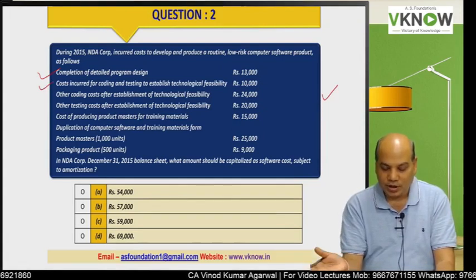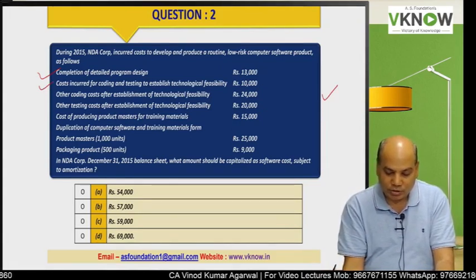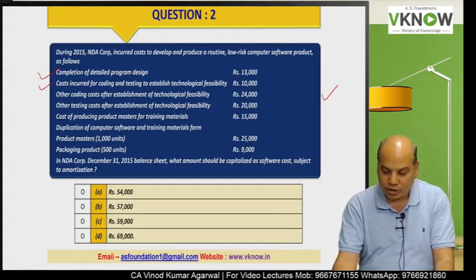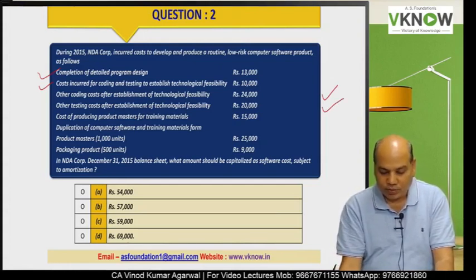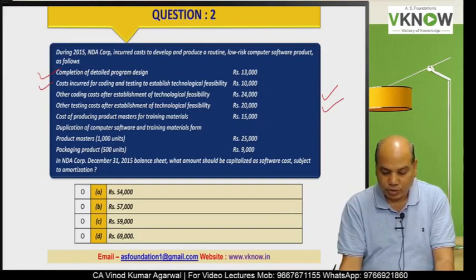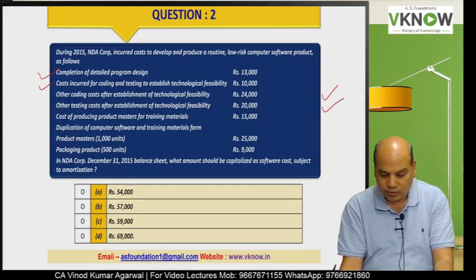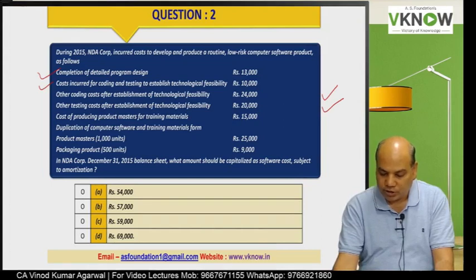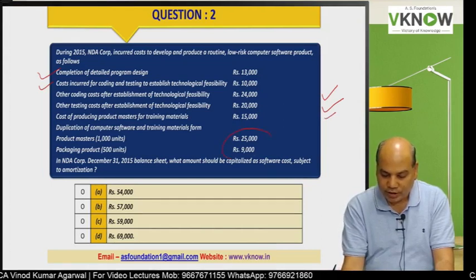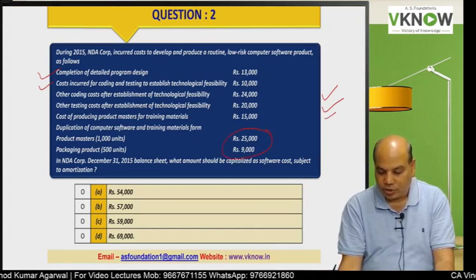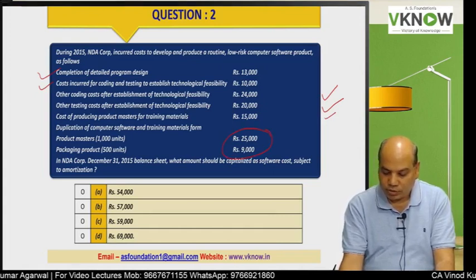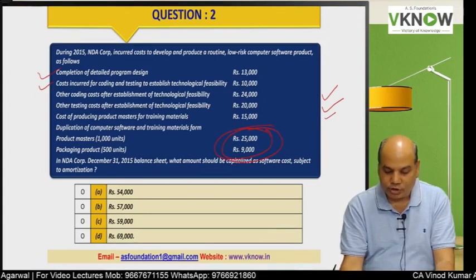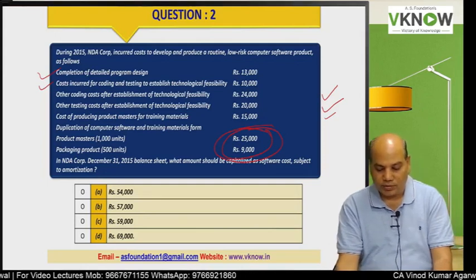Other coding cost after establishment of technological feasibility. This right side means capitalized, left side means P&L account. Other testing cost incurred after establishment of technological feasibility. Capitalized. Cost of producing product master for training material. Capitalized. Duplication of computer software and training material from product master. These are inventory items. Packaging product, 500 units. These two will be inventory items which are produced from the master.